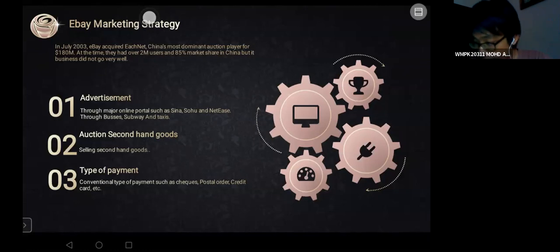Third one is the pricing strategy regarding the type of payment. During the early stage, they were using conventional methods of payment such as check, postal order, and credit card.